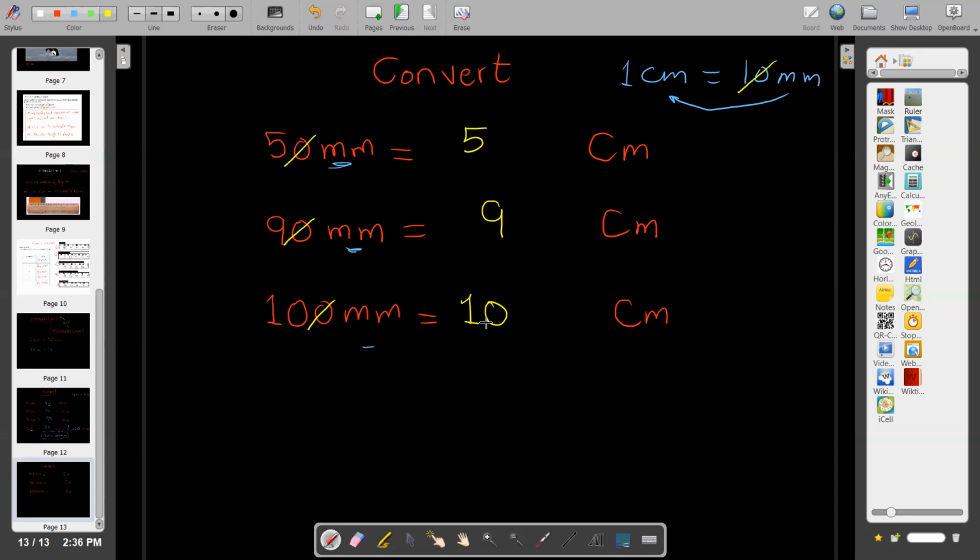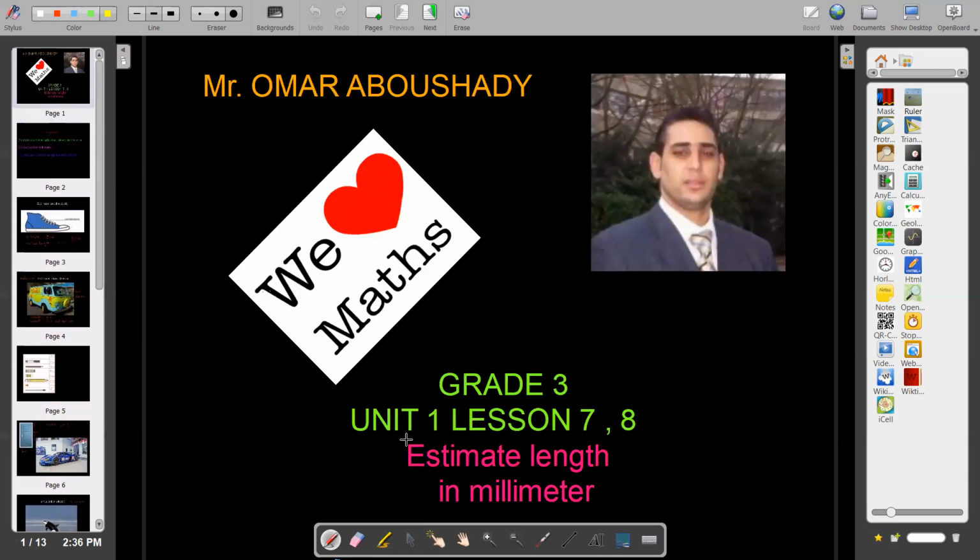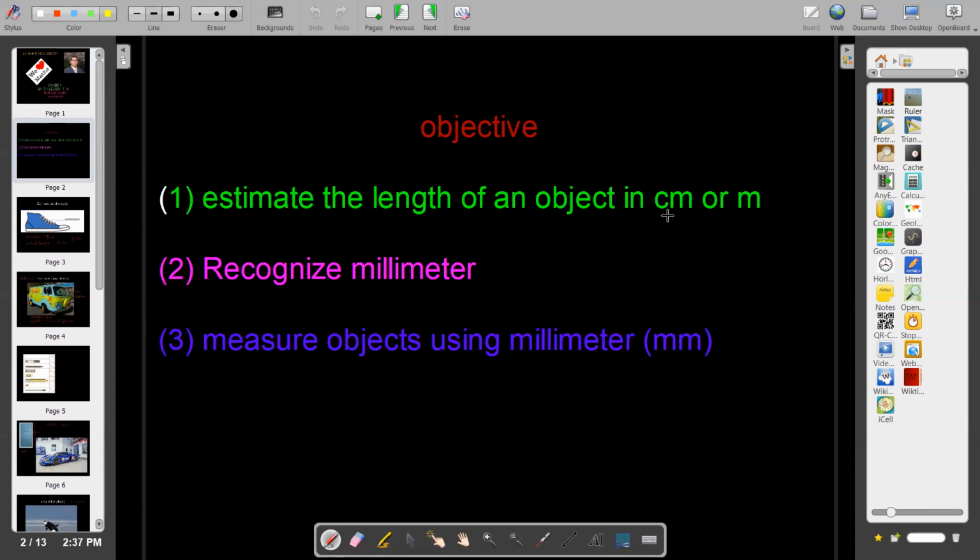We have finished our lesson today. Thank you for listening. Let's take a quick look over what we have studied today. Today, we studied chapter 1 or unit 1, lessons 7 and 8, estimate length and millimeter, where we estimate the length in centimeters and meters. We use centimeter to estimate small objects. We use meter to estimate large objects. We use millimeter to estimate very small objects.